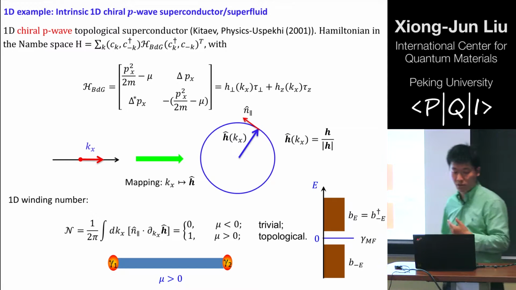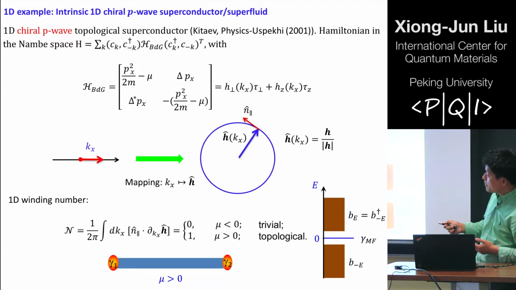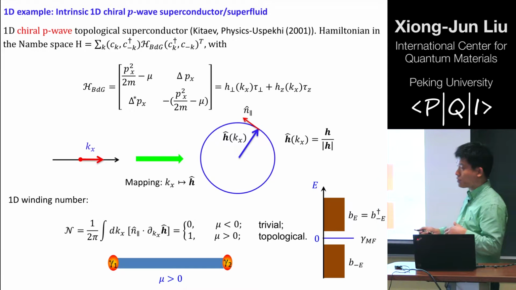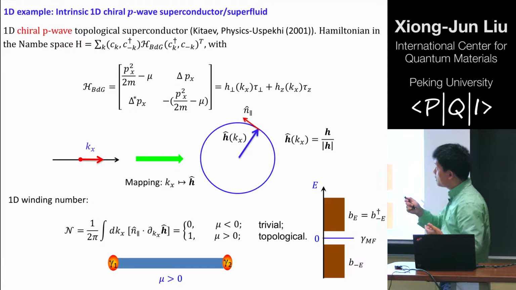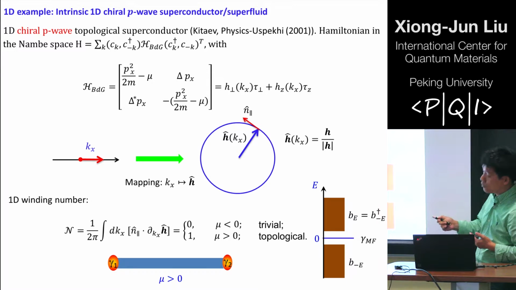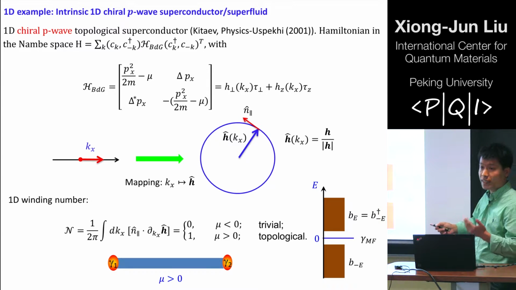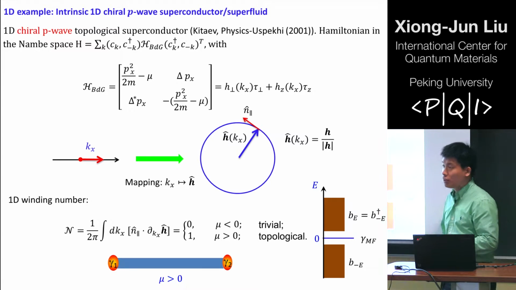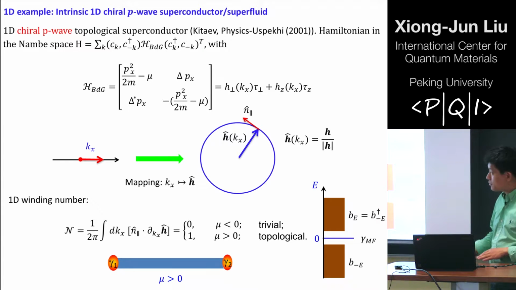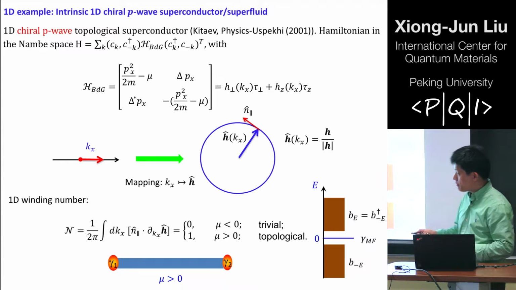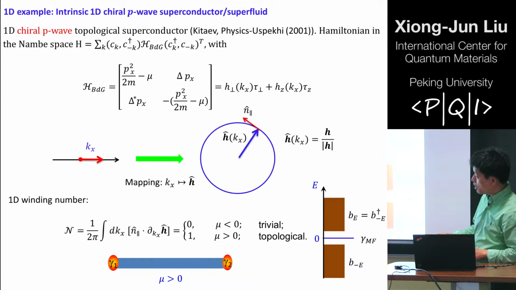This model is very simple. If the chemical potential is negative, this mapping will cover the circle 0 times, so it's trivial. But if the chemical potential is positive, it's called the weak pairing region. Then this mapping can cover the circle one time. So in that case, it becomes topological. When it is in the topological region, you see that in the bulk it's topological, but at the end you have a Majorana bound state localized at the end. Okay.